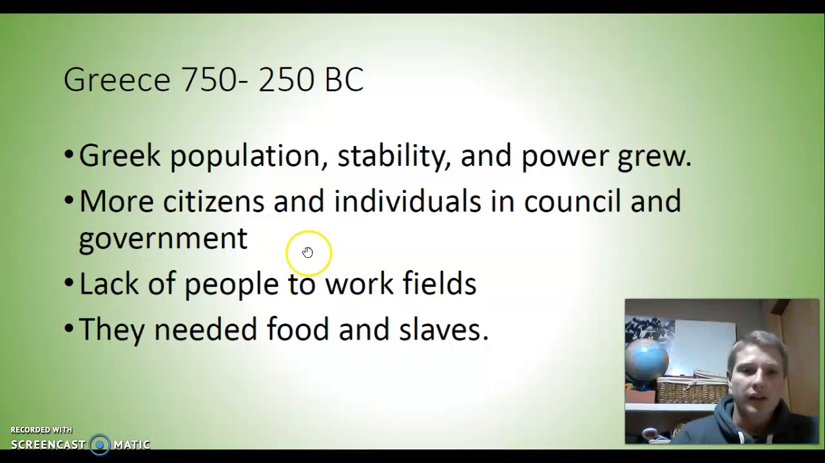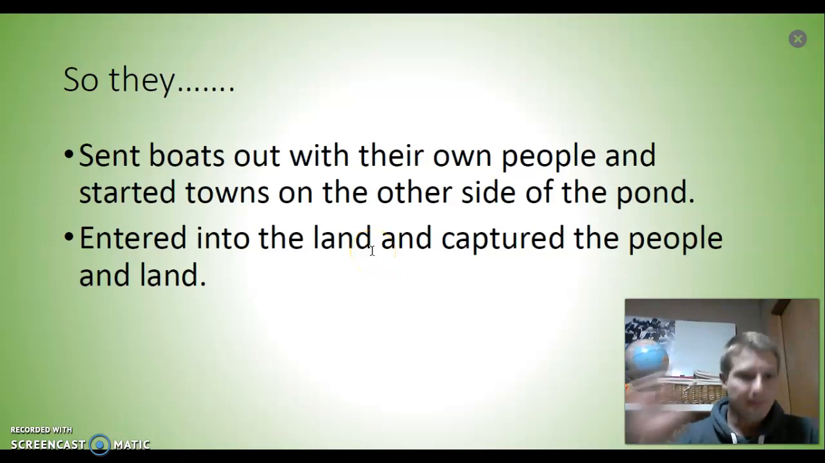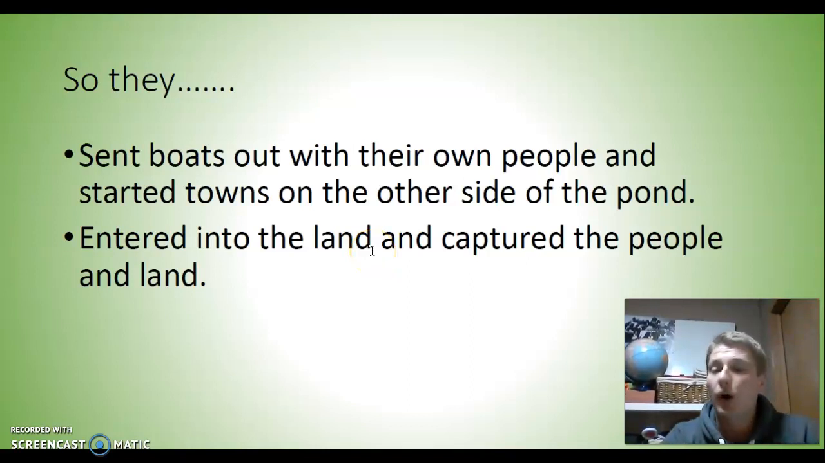Okay, what did this do? Where there's a need, we respond by finding. So they sent boats out with their own people, and remember, they're in the Mediterranean Sea, the Aegean Sea. It's kind of like Indonesia, lots of islands all over the place. They sent out boats with their own people and basically started communities. This is colonization. Started towns on the other side of the pond, as they would say, on the other side of a body of water.